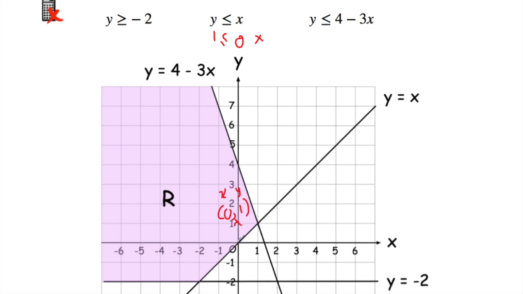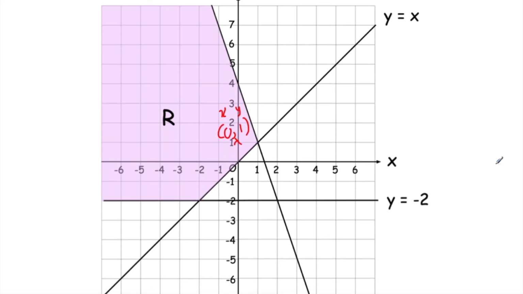And has he shaded the right side? So let's choose a point, and let's check, has he got the right side of the line? Here we've got the point 0, 1 again, and it's not on the line, so let's use that. So y, which is 1, is less than or equal to 4 subtract 3 times 0, which is 4, and that does work. So that means that that is on the right side. So he did shade the right side of that line, but it's just that line y equals x.